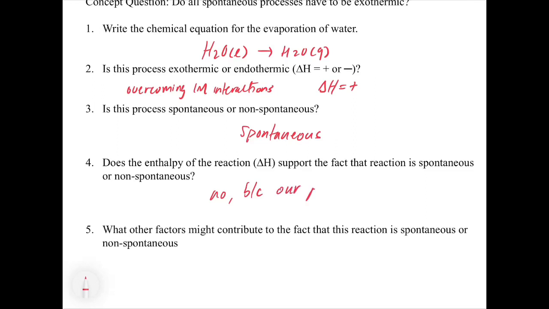But in this case, our products are at a higher energy than our reactants. So from the delta H perspective, this thing shouldn't be spontaneous. Things don't want to go to higher energy normally.